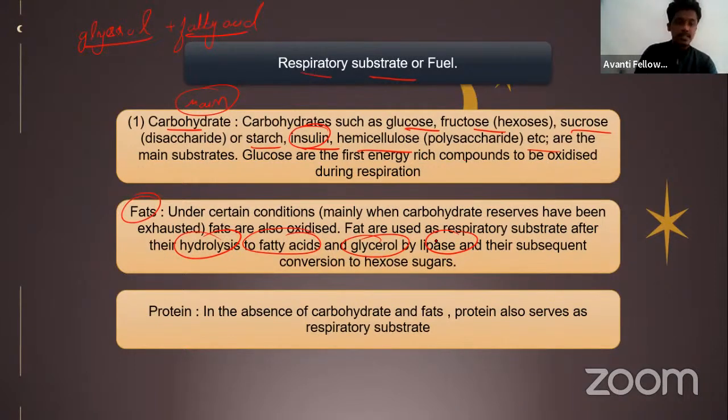We'll discuss more about this. We also use protein as a respiratory substrate. Whenever we have an absence of carbohydrates and fats, protein is also an important source of energy. Up to 8% of the energy is produced by proteins. We break down proteins into peptides, peptides into amino acids, and the amino acids enter our Krebs cycle for the manufacturing of ATP molecules. So these are called respiratory substrates: carbohydrates, fats, and proteins.